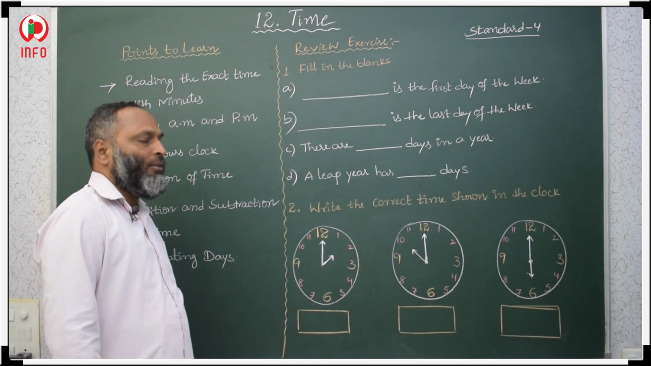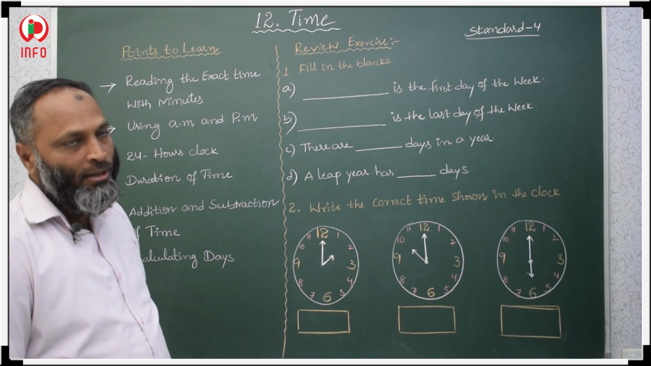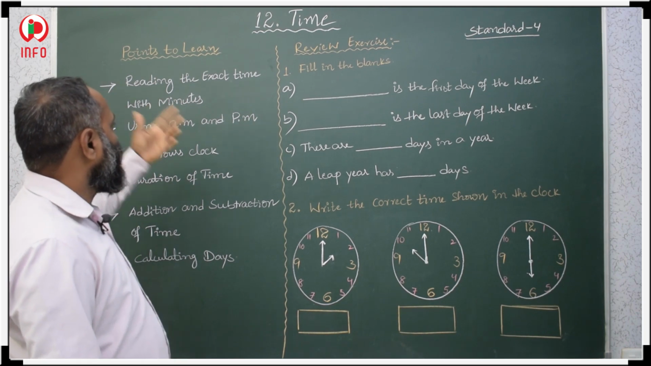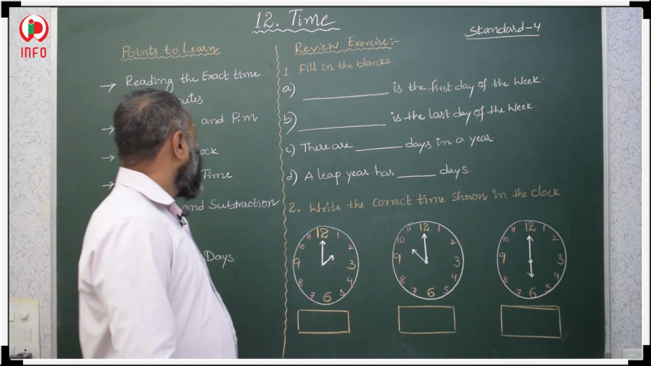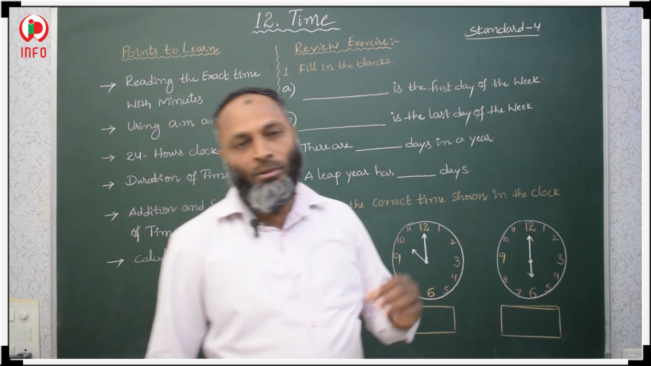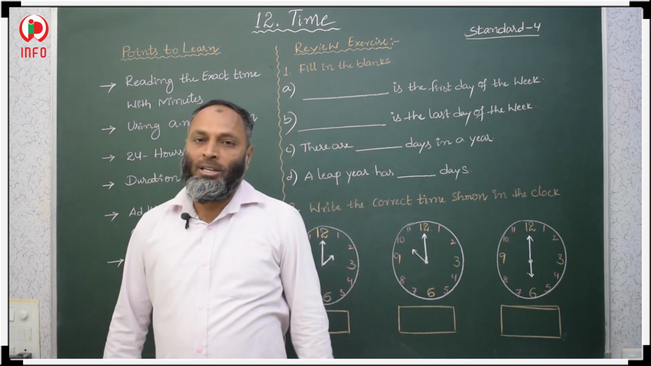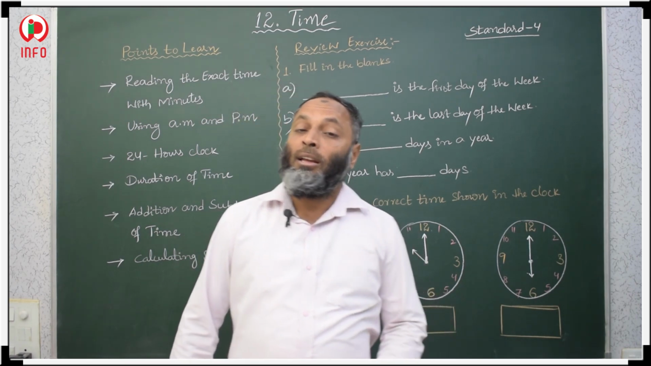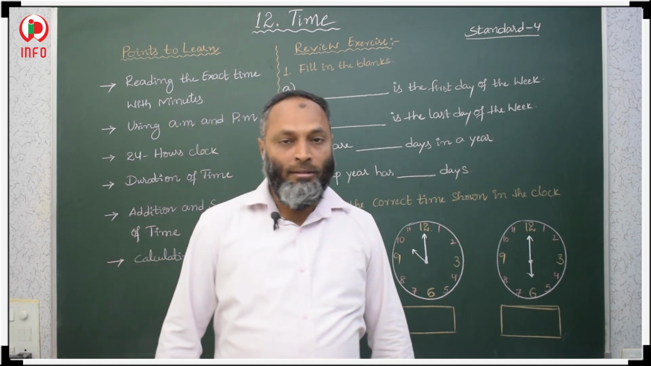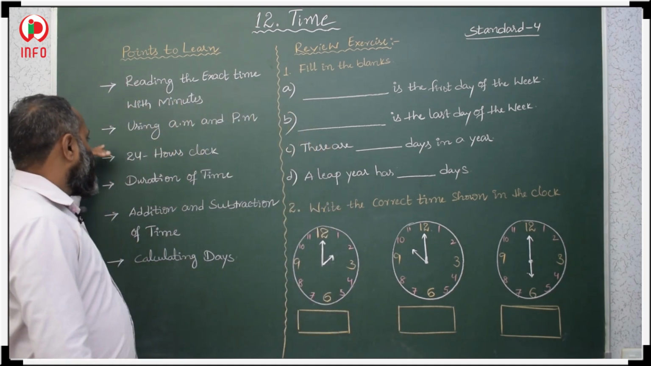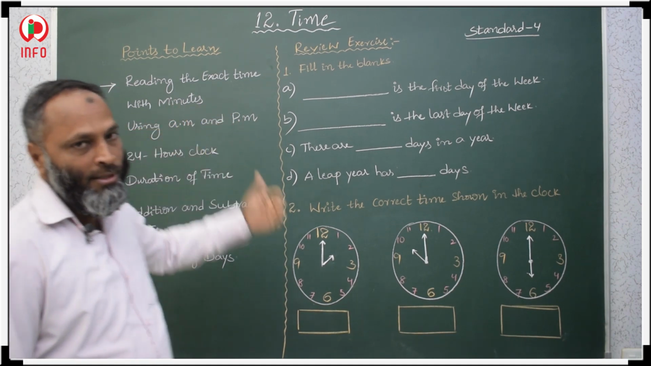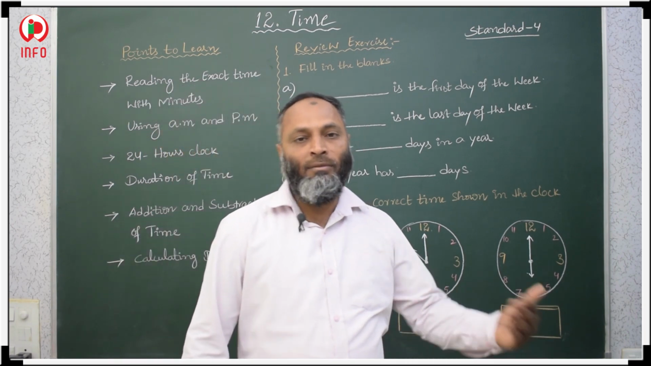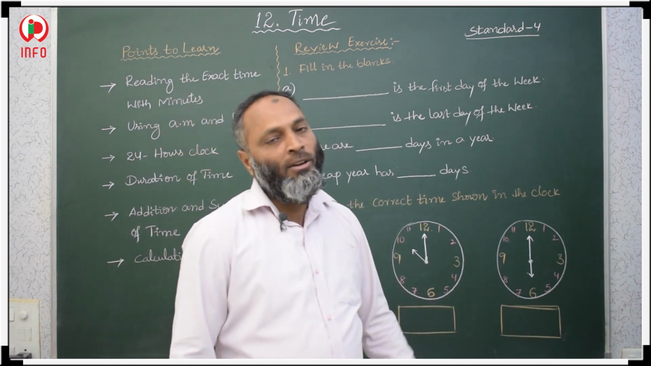What are the points we are going to learn in this chapter? See here, the first point: reading the exact time. With minutes, how to read exact time, that we are going to learn. Then after that, using AM and PM. What is AM and what is PM? When you say that the time is in AM and when you say that the time is PM, that we are going to discuss.